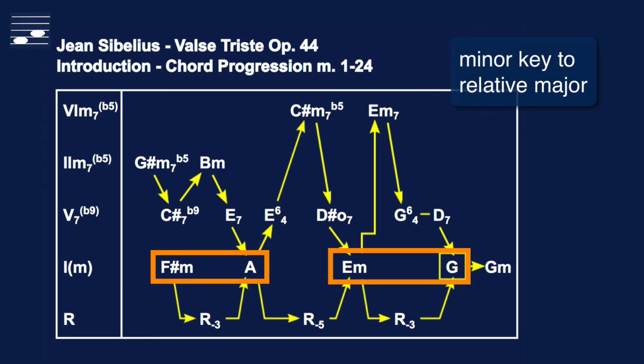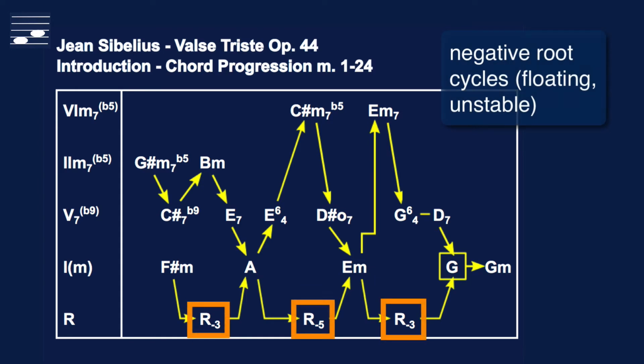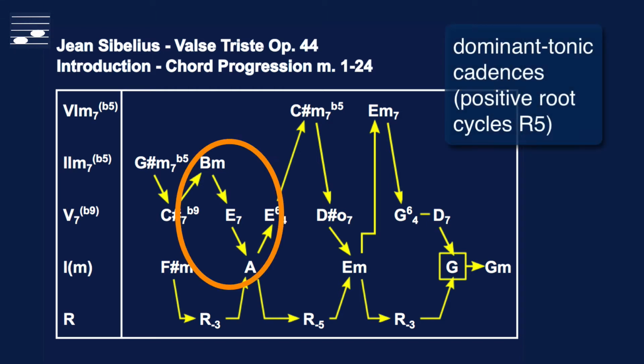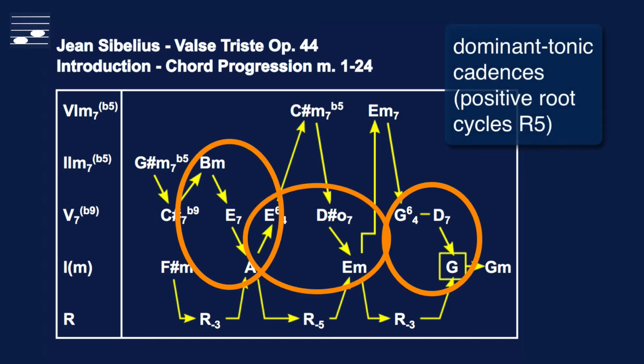These are the two pairs of related minor major keys. Note the dominance of diatonic and negative root cycles as we move through these four keys. We see 2 ascending thirds and 1 ascending fifth. We may follow the yellow arrows in the upper half to see the full set of chords. This part includes 3 dominant tonic cadences with positive root cycles R-5, R-5 to 1.